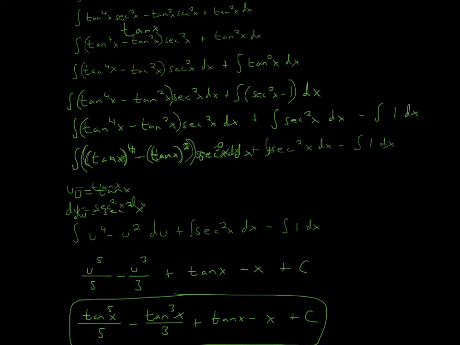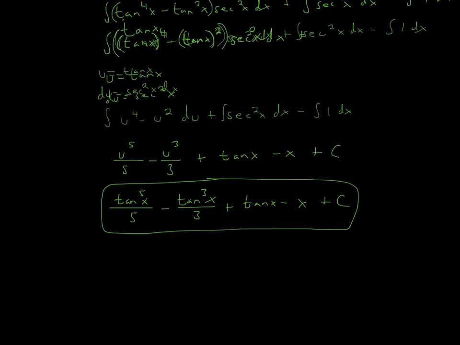So now for this expression, we can use u substitution. So we can say that u is equal to tan x, and du is equal to secant squared x dx. So this will be u to the 4th, because we're substituting in u. And then over here, it'll be u squared. And since the secant squared is taken care of, it'll just be du, because du includes the secant squared dx. Over here, we just keep it the same.